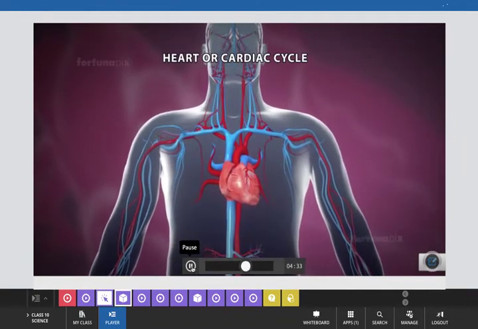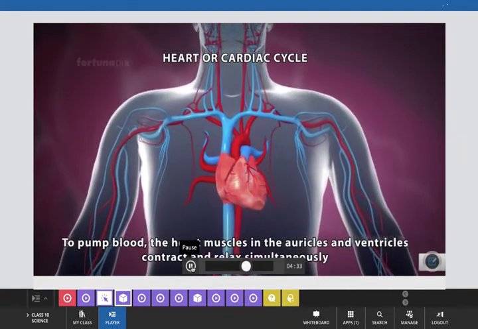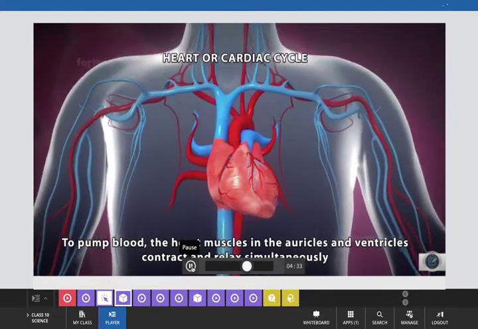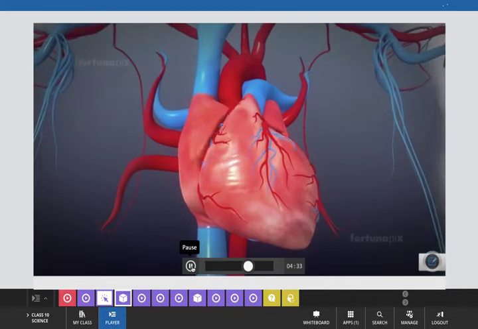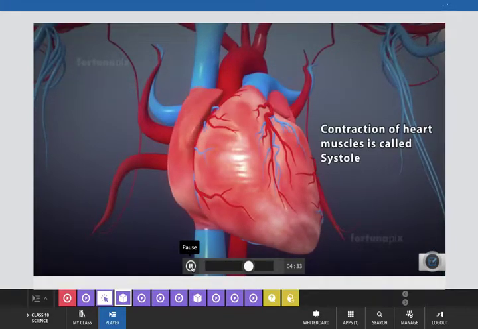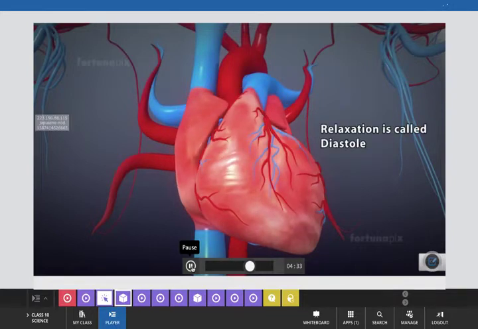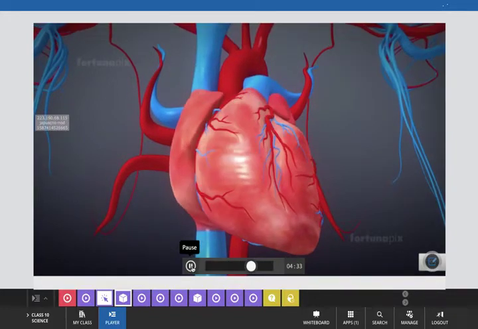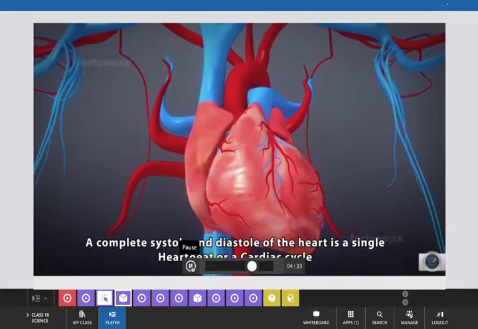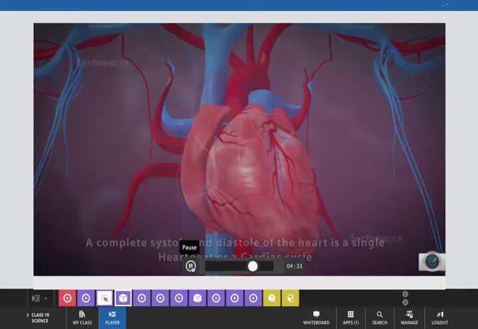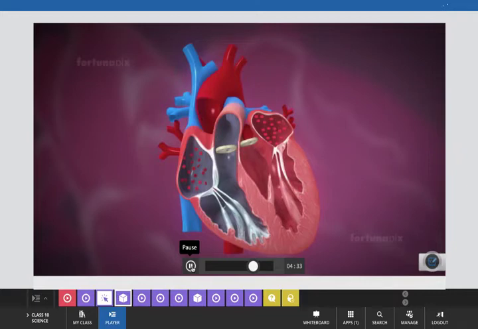Cardiac cycle. To pump blood, the heart muscles in the auricles and ventricles contract and relax alternately. Contraction of heart muscles is called systole, and relaxation is called diastole. A complete systole and diastole of the heart is a single heartbeat or a cardiac cycle. When auricles are in systole, the ventricles are in diastole.